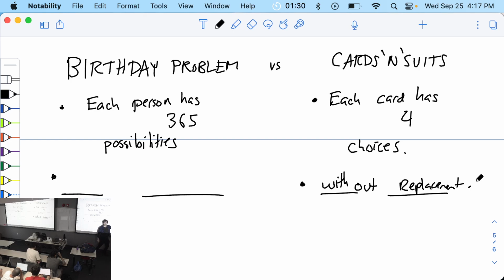But people, when they walk in the room, the birthday of the first person has nothing to do with the birthday of the second person. It's not like when the first person walks in and their birthday is February 7th, that February 7th is gone from the deck. So this one is with replacement. And there's 365 people, but the probability tree is exactly the same.